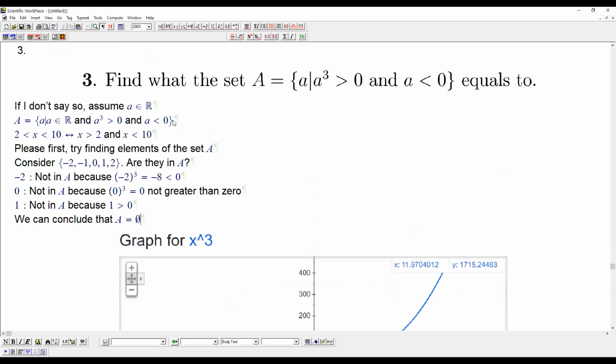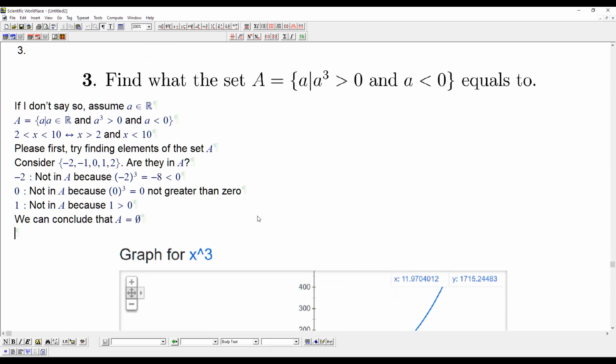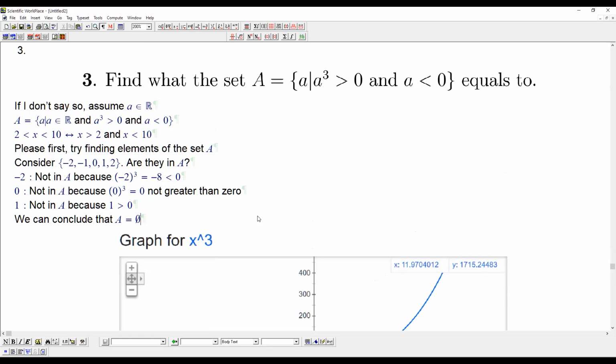Something that may have worked is if I had used greater or equal and smaller or equal. In that case, 0 would have worked because 0 cubed is 0 and 0 is equal to 0. So I would have had this set with just 0 inside it. But since I was strict, I said I want strictly greater or strictly smaller, then it's the empty set.